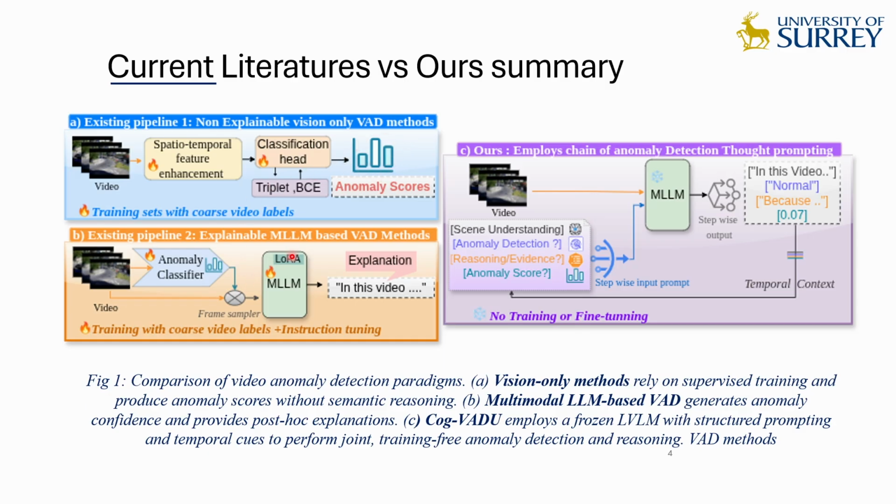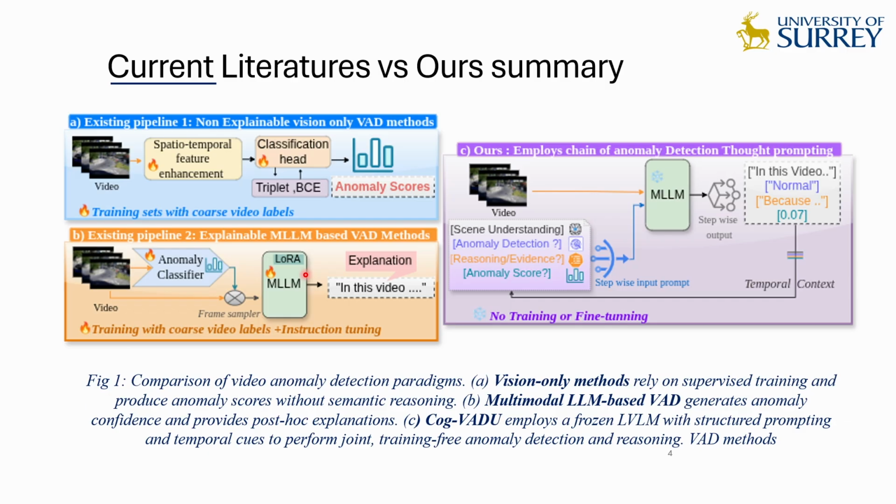Coming to explainable methods, they have better generalization as they are built on foundation models like vision language models, which have been trained on large datasets. So they have better exploration for anomaly detection. The advantage is also that they have semantic information, and they provide the output in the form of textual information.